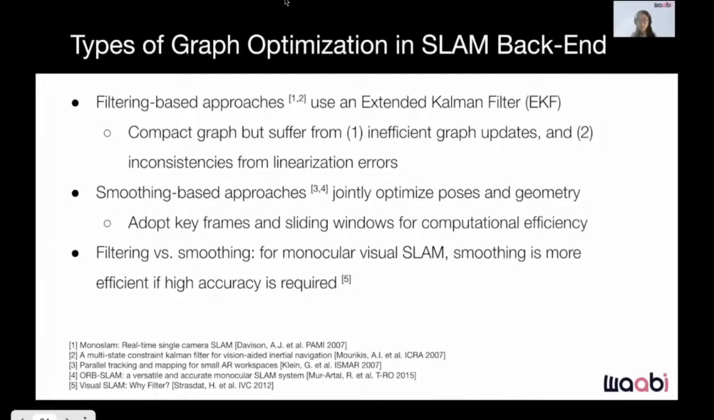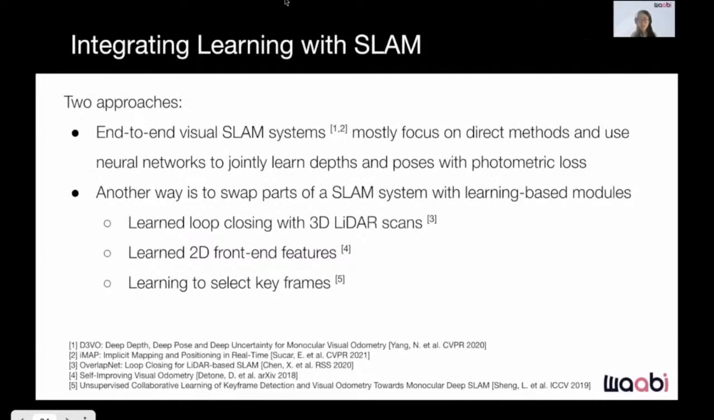To improve computational efficiency, smoothing-based backends typically select a subset of all frames as keyframes and only perform optimization over them instead. In addition, sliding windows are typically adopted to optimize poses and geometry only over a window of most recent frames. Compared with filtering-based approaches, it was shown that in monocular visual SLAM systems, smoothing is more efficient if high accuracy is required. There are generally two approaches to integrate learning into a SLAM system.